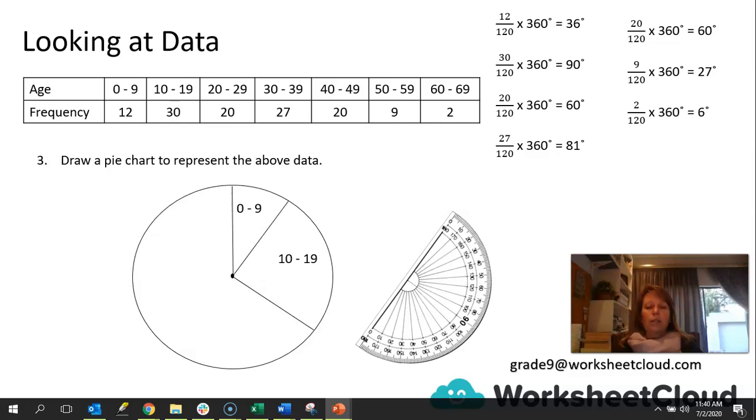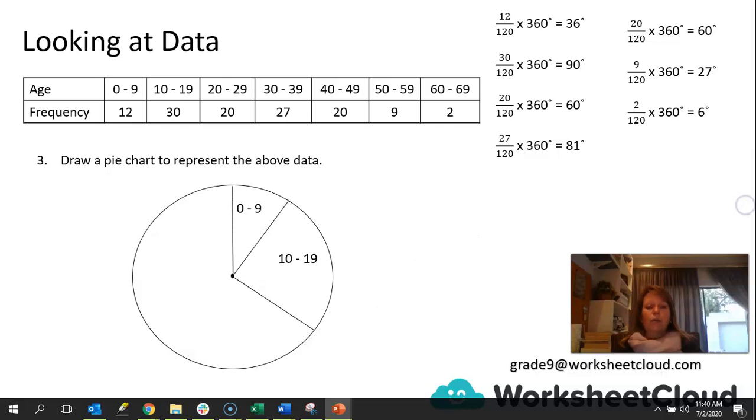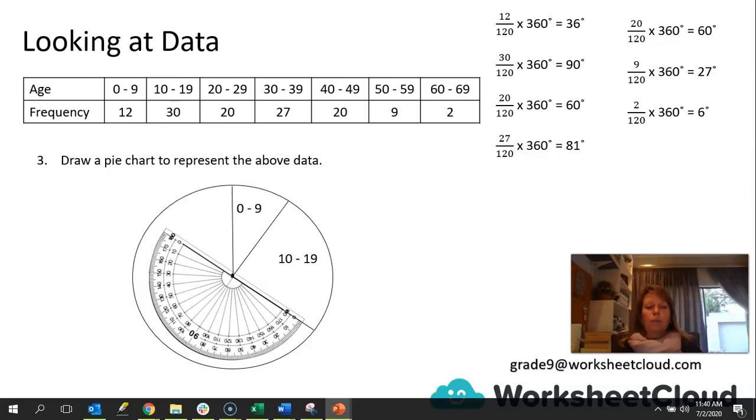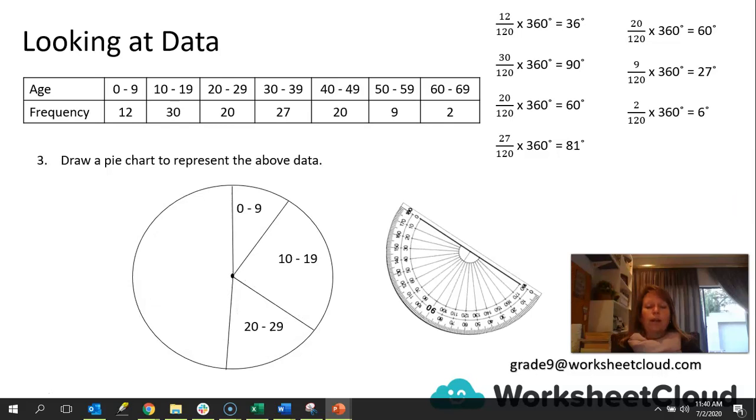Okay, that is the biggest portion. So as you're going through drawing your segments in your pie chart, just make sure that no segment is bigger than the one that we've just put in, because that is your modal class. Remember, we looked at that as being your modal class. All right, let's do the next one, which is 60 degrees. Again, you're going to move your protractor around and you're going to make sure that the middle of the protractor is on the midpoint of the circle, and you are then going to measure off 60 degrees. And there we go. Move your protractor out of the way again, and that is the 20 to 29-year-olds.